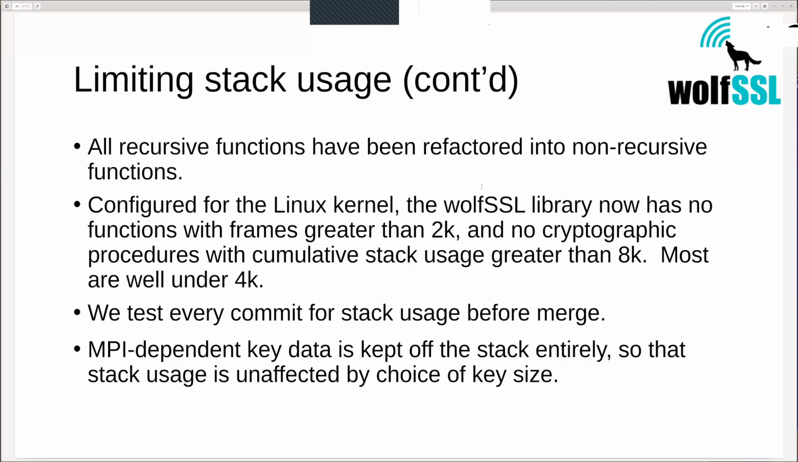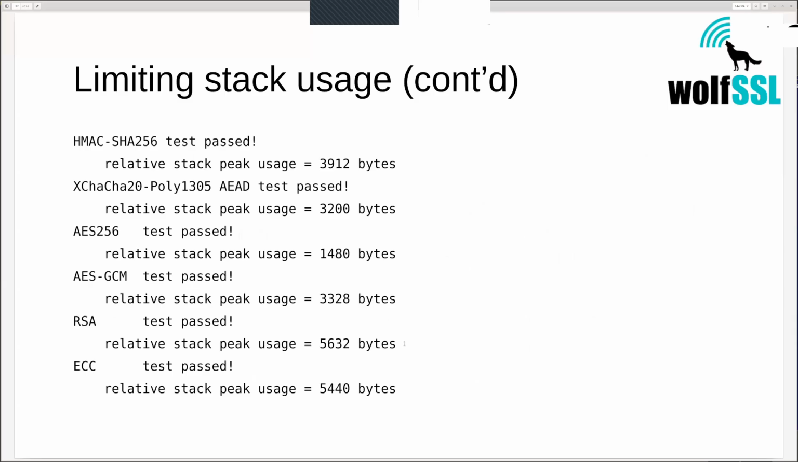And one of the obvious things is, any multi-precision integer object is kept off the stack entirely. And the way we test for that is we build a library to support 16 kilobit RSA keys, which is big enough that it will blow past the maximum allowed stack frame of 2 kilobytes, and we make certain that that is warning free.